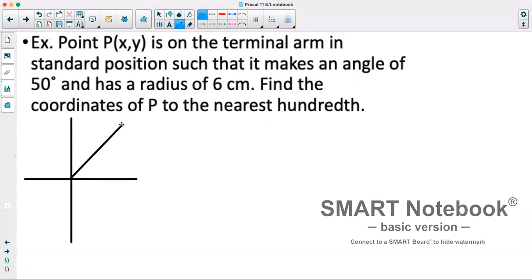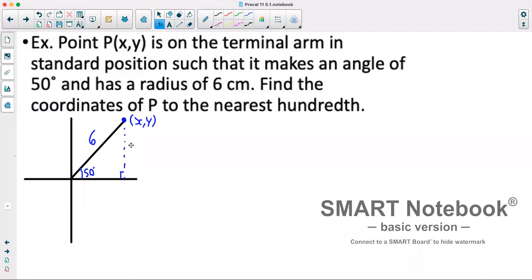We have an angle of roughly 50 degrees. And our radius is 6, which means our hypotenuse is 6. We know this coordinate is given by x comma y. We don't know what x and y are though. We do know that this is 50 degrees, so we can use basic trig to get these two sides.